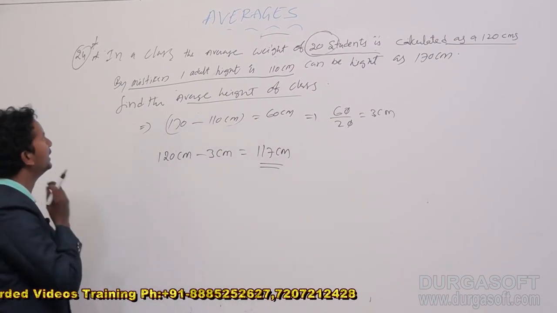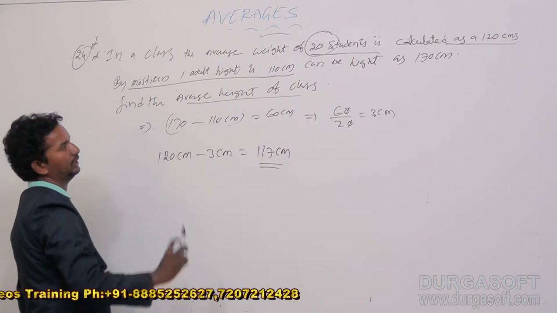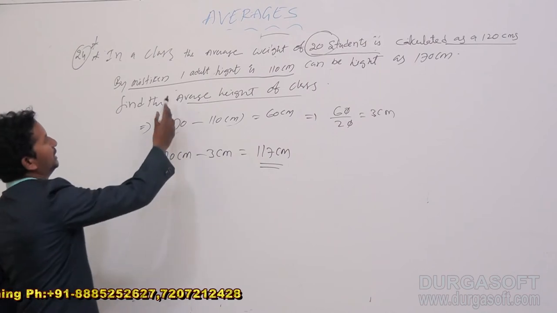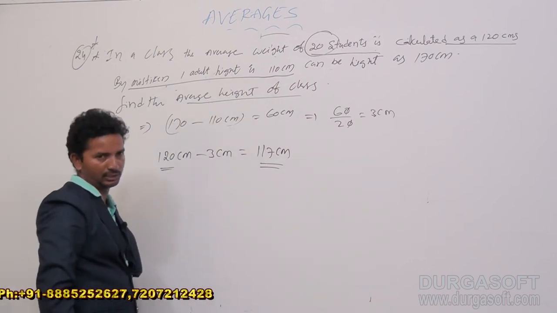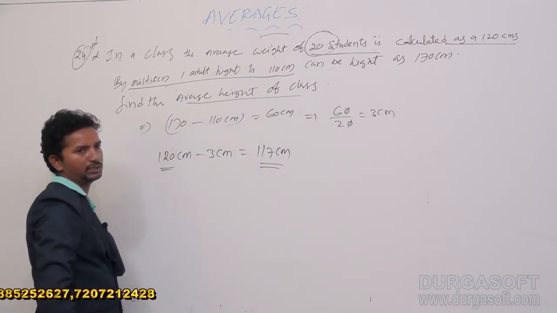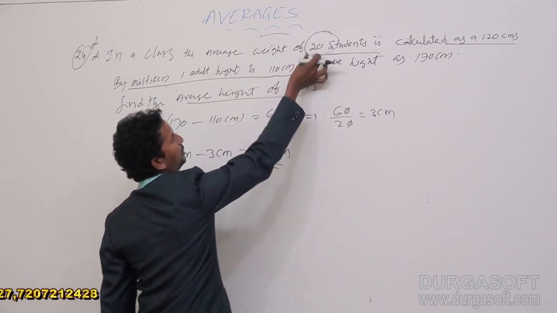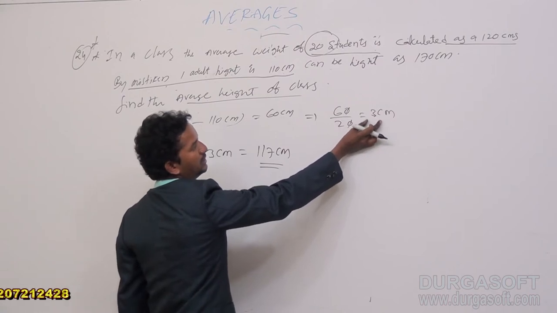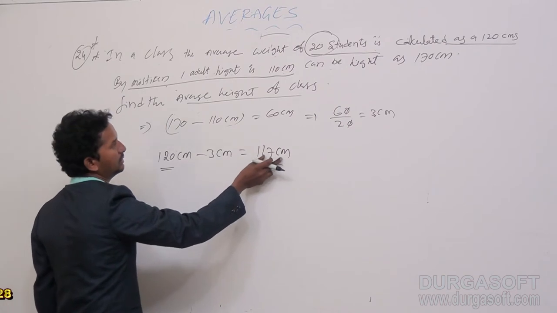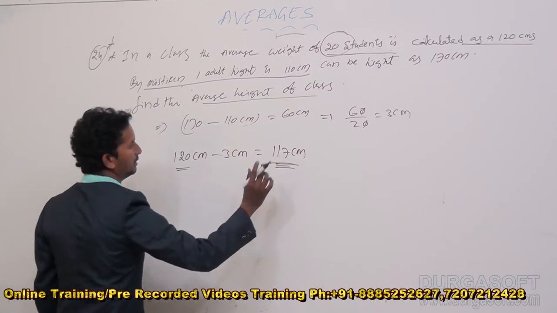Now, once again, in a class the average of 20 students is calculated as 120. The total is 120 centimeters. But actually, by mistake, one adult's height of 110 centimeters was taken instead of 170. So that's why the difference here is 60 centimeters. Now this 60 centimeters is the total mistake. With 20 students, divided by 20, the total mistake is 3 centimeters. The 120 minus 3 centimeters is 117 centimeters. The average height of the class is 117 centimeters.